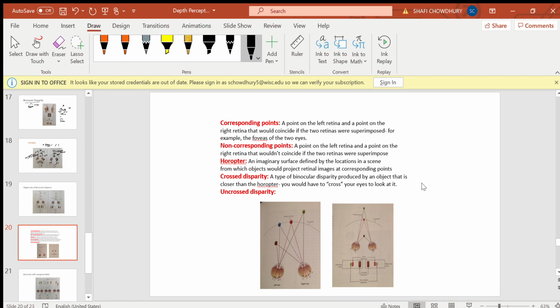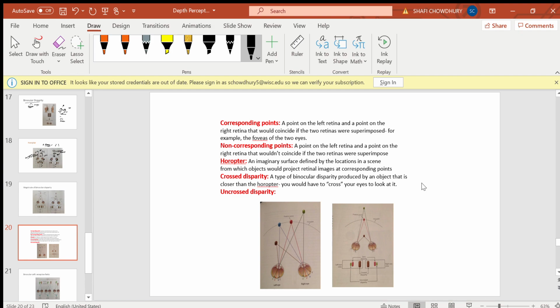Corresponding points: a point on the left retina and a point on the right retina that would coincide, as I mentioned already, if the two retinas were superimposed. So if you superimpose the right and left retina, put one on another, and they exactly cover each other, that is the corresponding point.